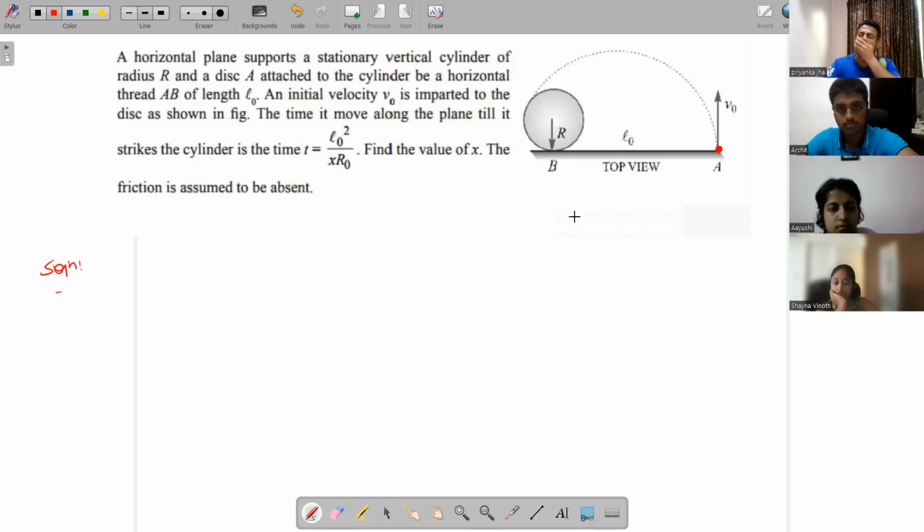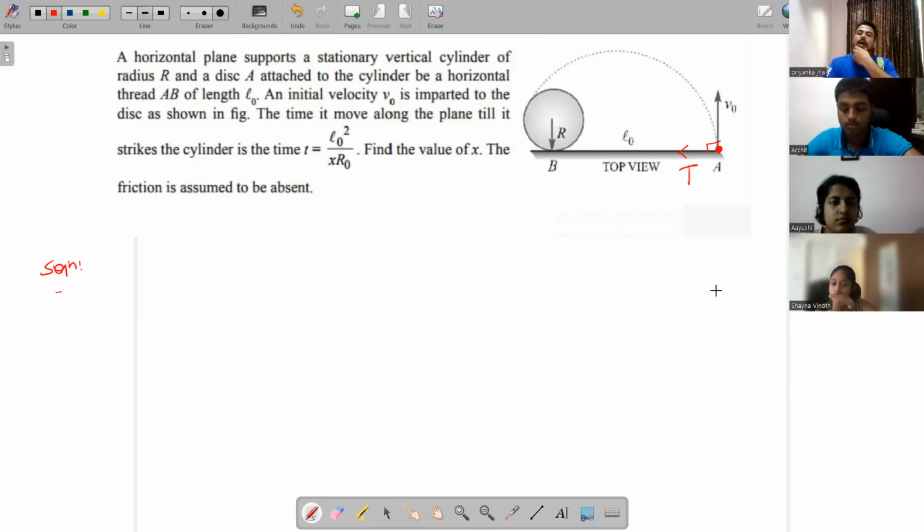See, just imagine that. This velocity is imparted perpendicular to the length. Tension will always act along the string. Because this force is acting along the string, and the velocity given is perpendicular to it, this force will not change the speed. So because of this velocity, it will revolve.